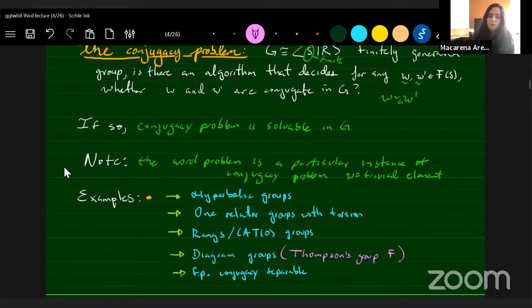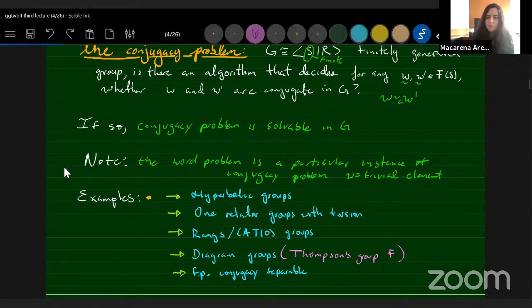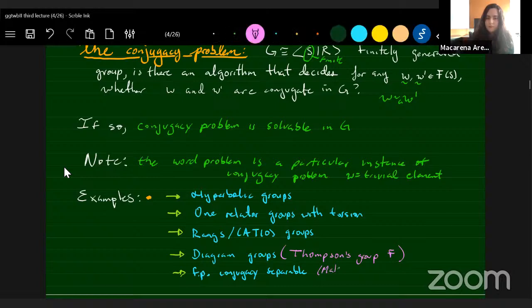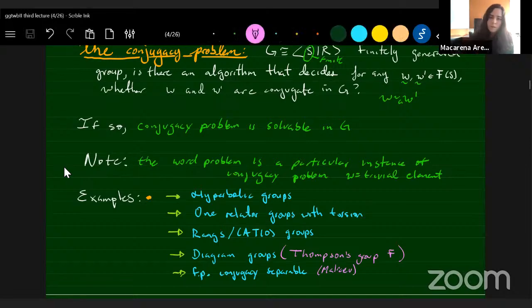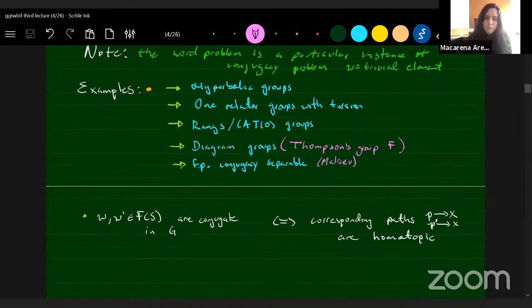Finally, finitely presented conjugacy separable groups have a solvable word problem and conjugacy problem. This is a theorem of Mal'cev. Let me remind you what conjugacy separable means. It means that if you have two elements that are not conjugate in the group, then there is a finite quotient where they are not conjugate. Okay, so these are some examples.